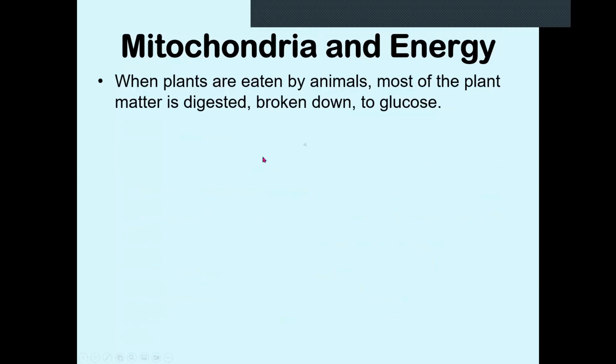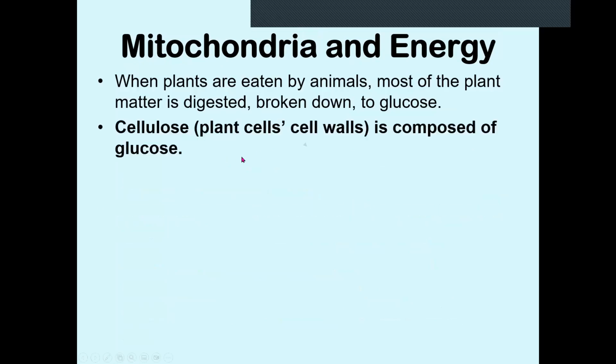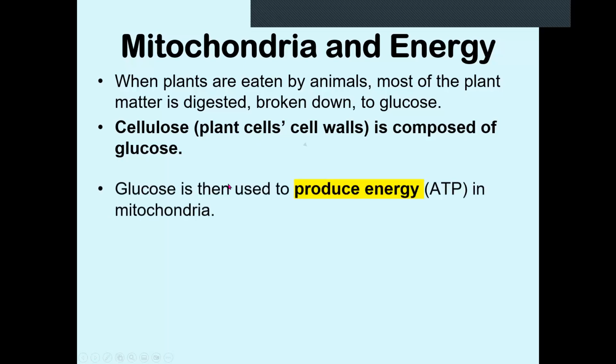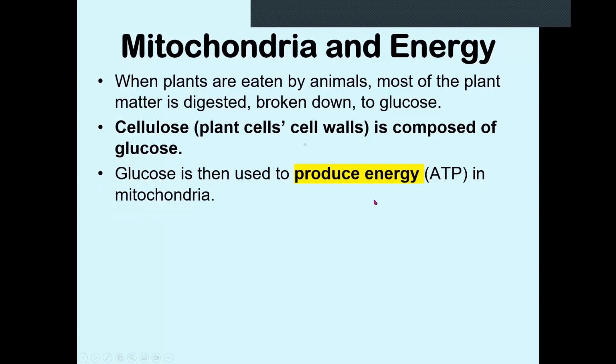Now, when plants are eaten by animals, most of this plant material is digested and broken down to glucose. Now, starch, I said, it's a plant material. It's a huge amount of glucose. The cell walls of plants are made of glucose. It's cellulose, and so on. It just keeps going. So cellulose, plant cells, cell walls, glucose. Then we eat them.